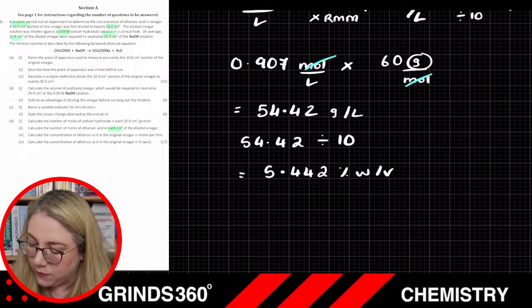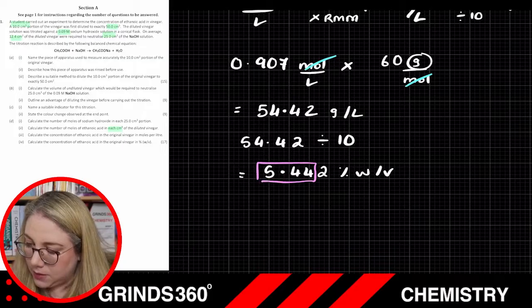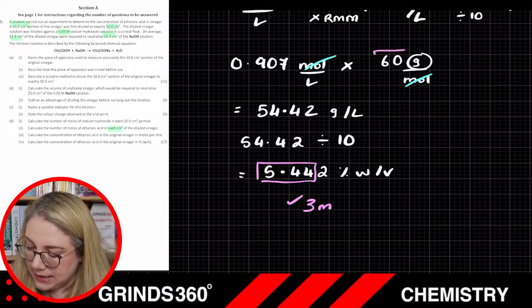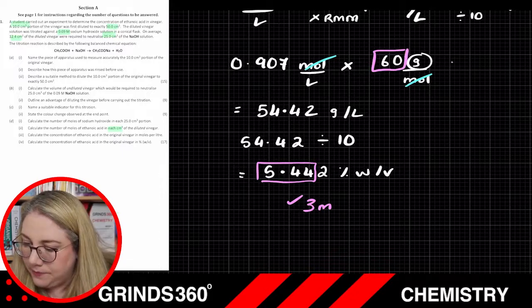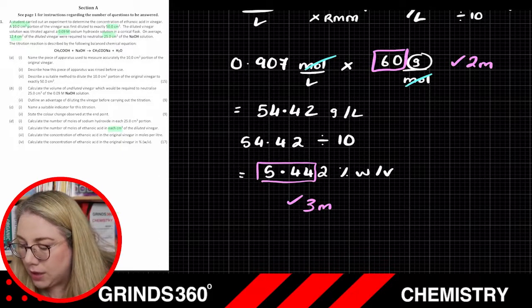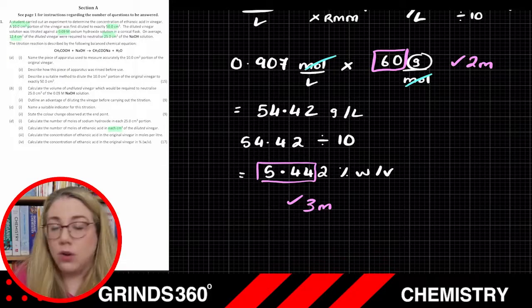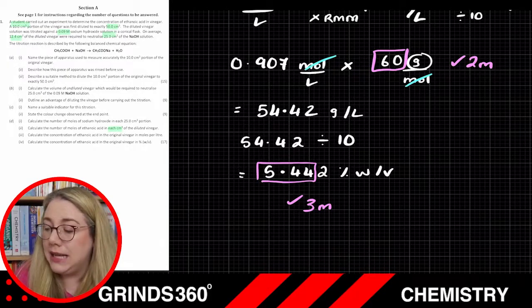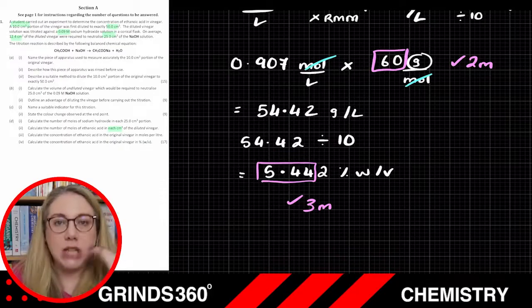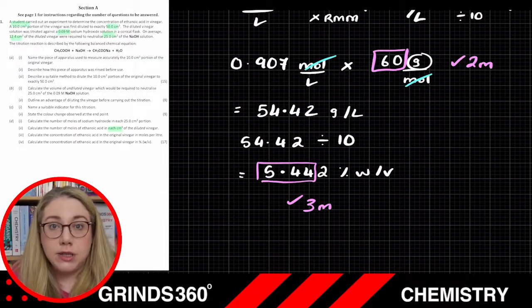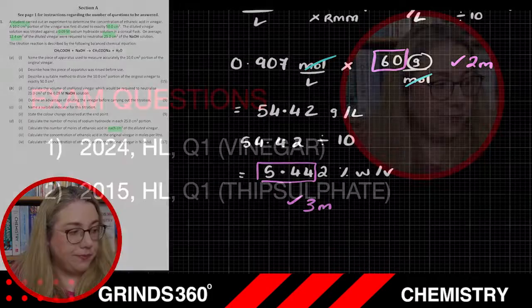And for 5.44, they're going to give you 3 marks. Then for using 60 up here as the RMM, the examiner gave you 2 marks. And that's how you do that titration calculation. Now, they're all exactly the same. You're not going to believe me yet. Every single titration question calculation is the same. Now, to prove that, we're going to do another one.